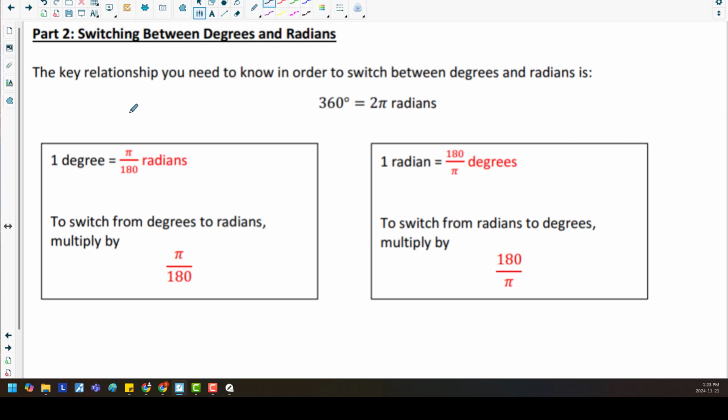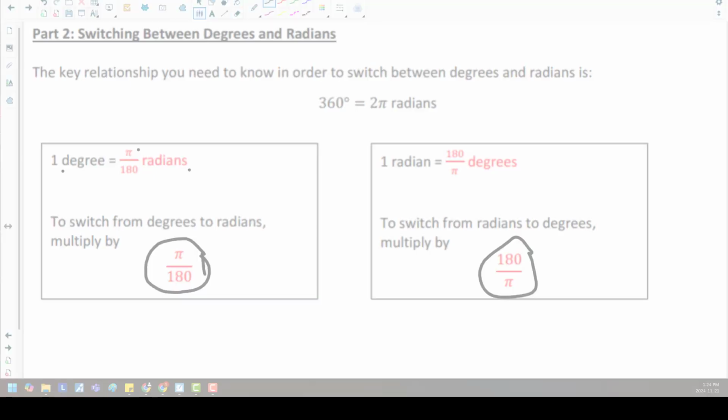All right, one thing to note. 1 degree is equal to pi over 180 radians. To switch from degrees to radians, we multiply by pi over 180. What does that mean? Well, I'm going to show you an example. But before that, to switch from radians to degrees, we multiply by 180 over pi. So the values just flipped depending on which direction we're going. So let's do a few basic questions.